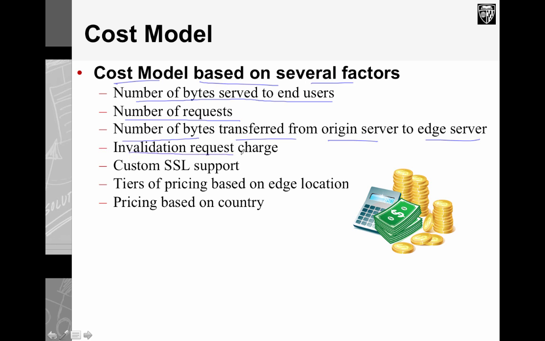Invalidation requests charge. Many content providers charge for invalidation requests because now they have to go back to all those different edge sites and ask them to erase the content. Custom SSL support. Do they allow you to bring in your own custom certificates for the domains? Tiers of pricing based on edge location. They may say, hey, if you want your content to be only in North America, or only in North America and Europe, then we will have a flat price. It's what is called price bands. And the pricing can also be based upon country. Certain countries may have much higher pricing versus other countries. So there are different factors that may be involved in terms of cost model and pricing.